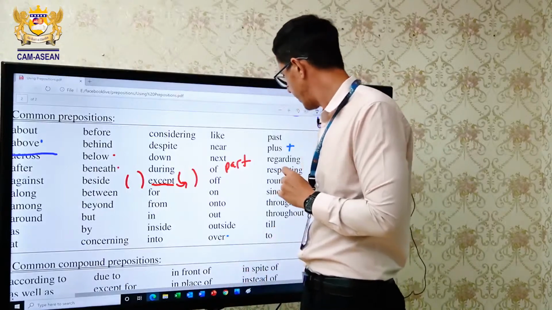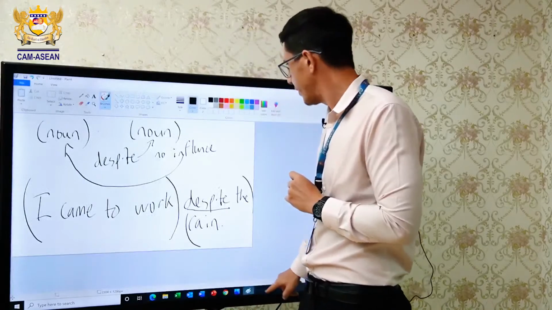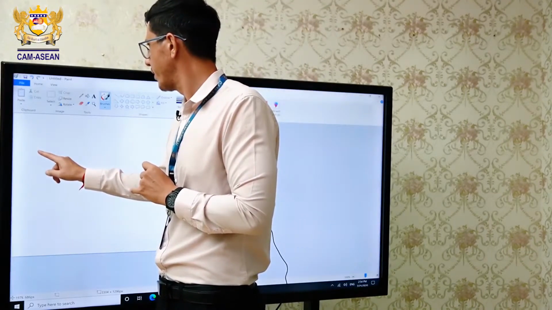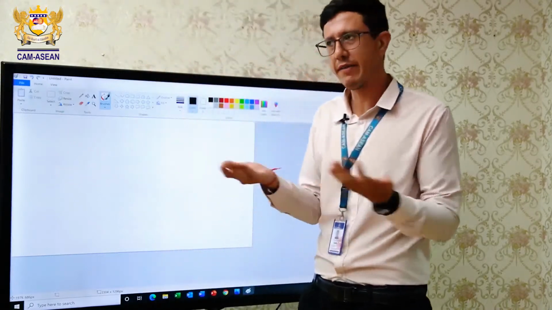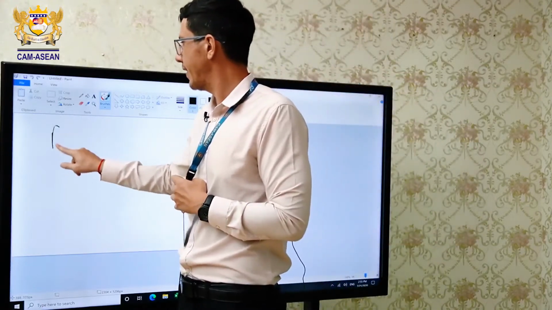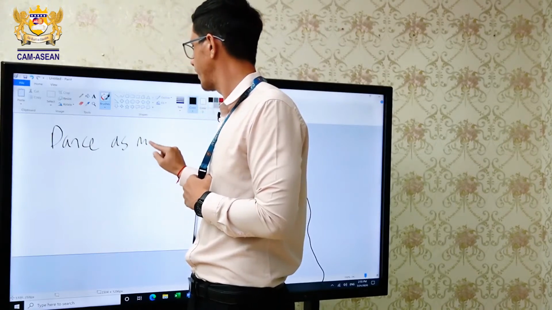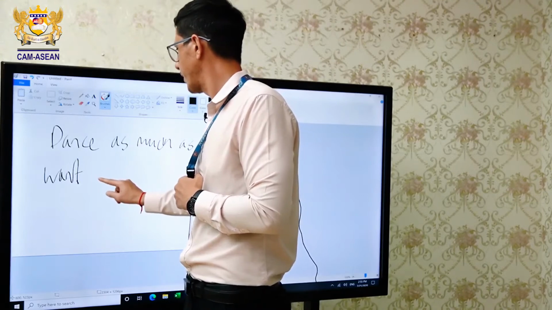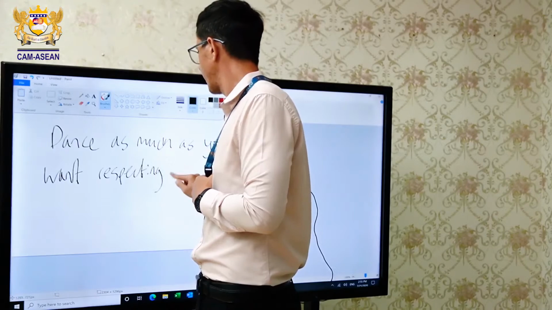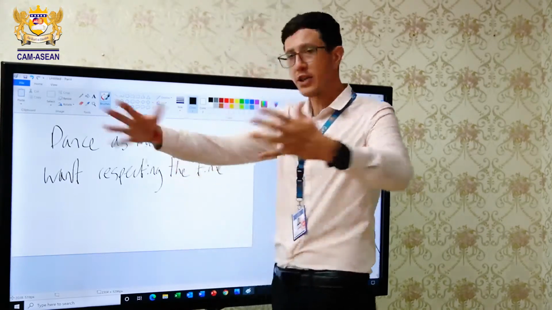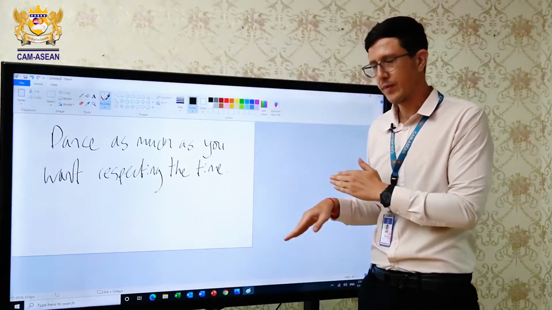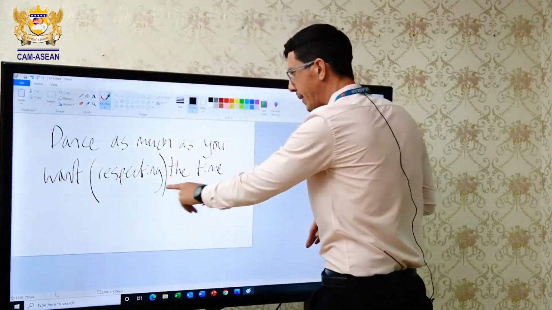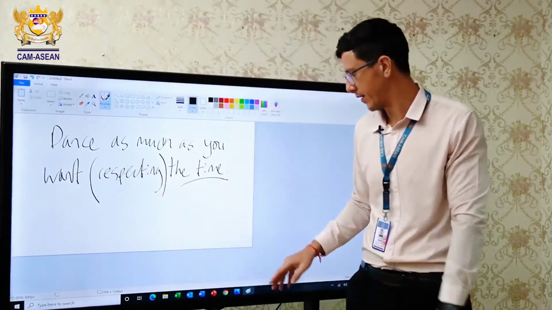Okay, so let me give you an example here. So let's say we're going to have a dance party. So let's say dance as much as you want, respecting the time. So dance as much as you want, but pay attention to the time. That's all we're saying when we're saying respect. Respecting means pay attention to this part. Do whatever you want, but pay attention to this part. Okay? That's what we're trying to say here. Pay attention to something.